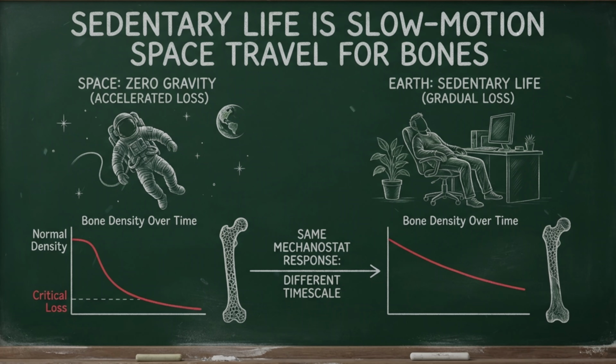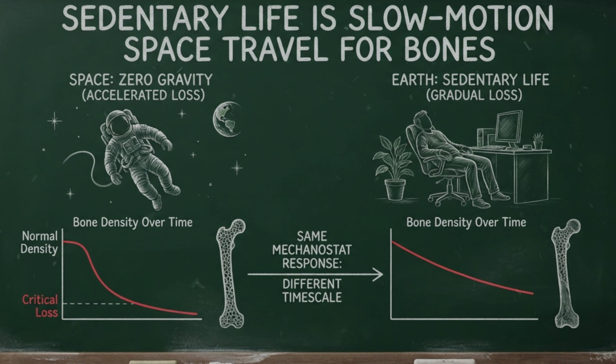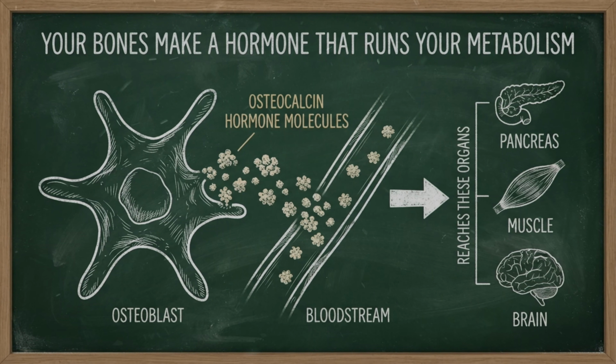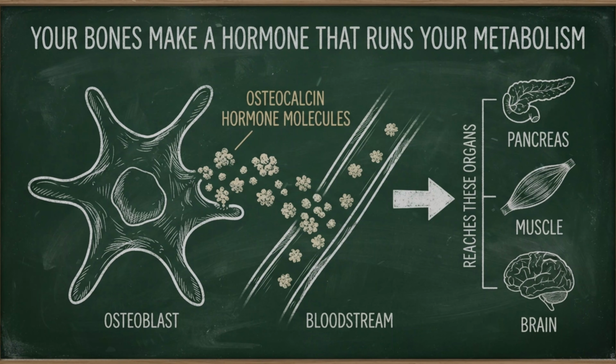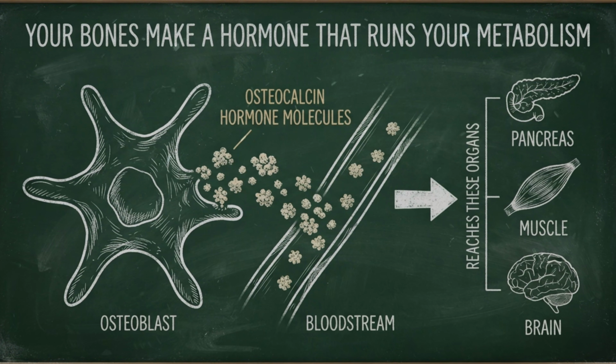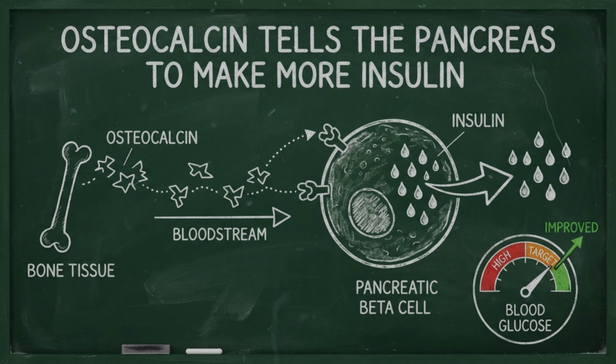The skeleton is being rebuilt. The mechanostat is determining what it is rebuilt into. The building blocks, calcium, phosphate, collagen, are available regardless. What changes the outcome is whether the bone cells receive the mechanical signal to build more or less.